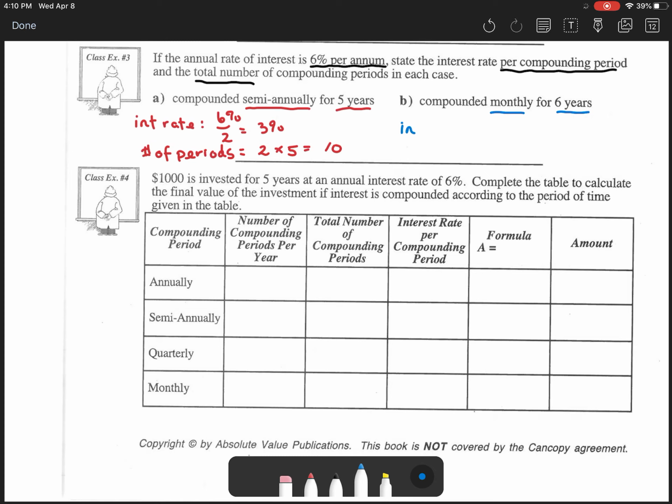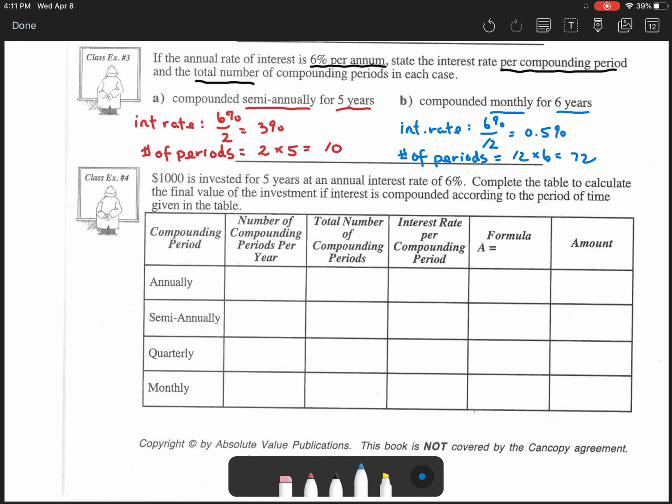In B, now we're compounding monthly, and we're doing that for 6 years. So I want to calculate the interest rate. So the interest rate, again, is they're giving me 6% for the full year. So I'm going to take that 6% and I'm going to divide it by 12. And that is going to give me 0.5%. Now the number of periods where I'm calculating interest, well, what will that be? I'm doing it 12 times a year, every month, but I'm doing that for 6 years. So 12 times 6 is 72. So I'm going to have 72 periods where I'm collecting interest.